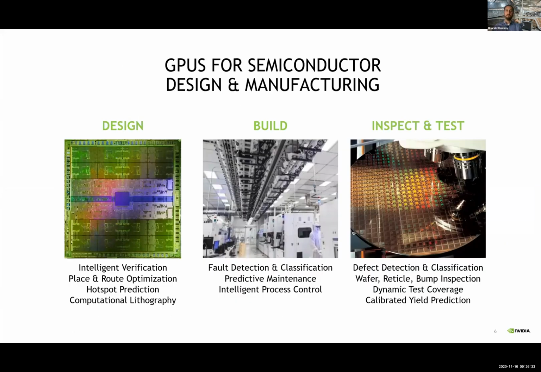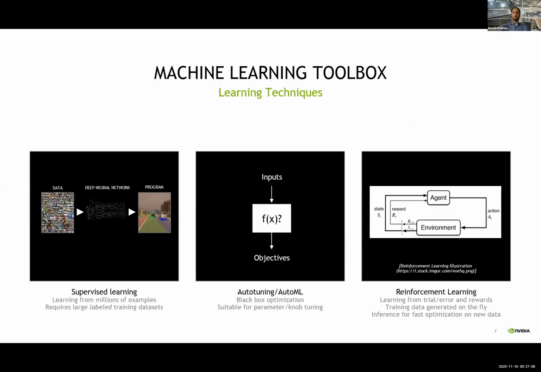We're already seeing quite a bit of interesting progress here, both in terms of direct GPU acceleration and applications of AI. On the design side, there's been a lot of recent work published on design verification, place and route optimization, hotspot prediction, GPU accelerated computational lithography. Also on the manufacturing side, the areas shown here, as well as on wafer inspection and test, which is essentially processing very high resolution images of your manufactured chips. So how do people go about doing this?